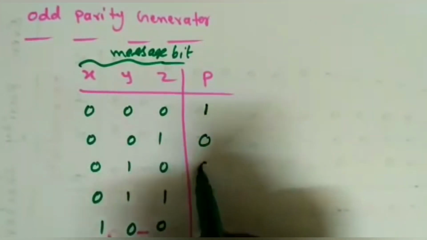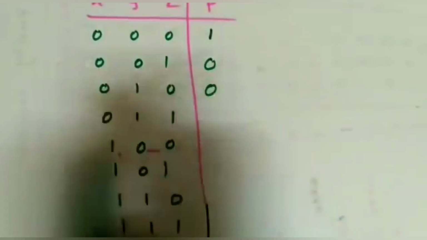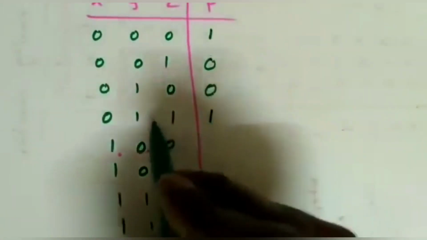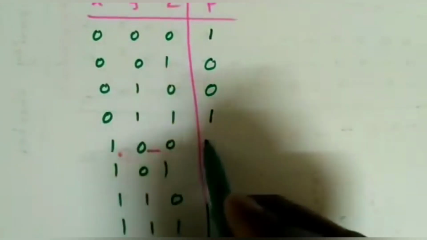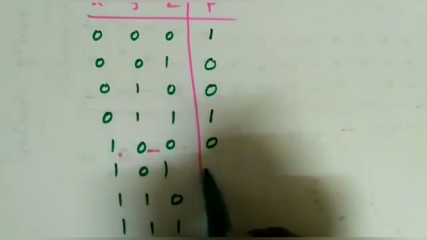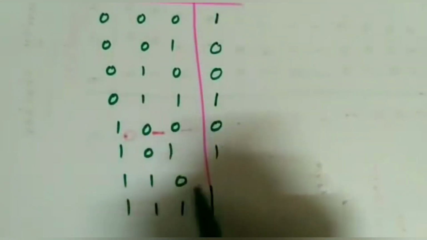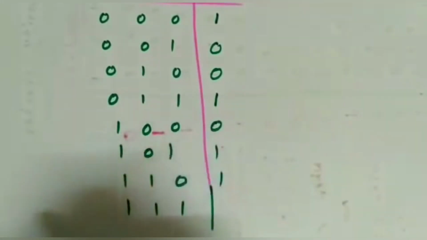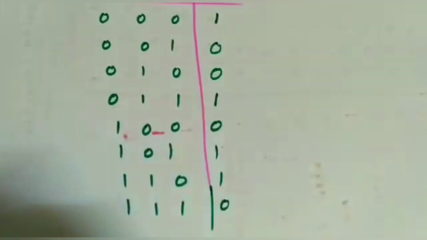Similarly, already odd is there, so add 0. Here there is an even number of ones, so we need to add 1 to make it odd. Here already odd is there, so no need to add. Here even is there, so add 1. Here even, so add 1. Here already odd is there, so add 0.